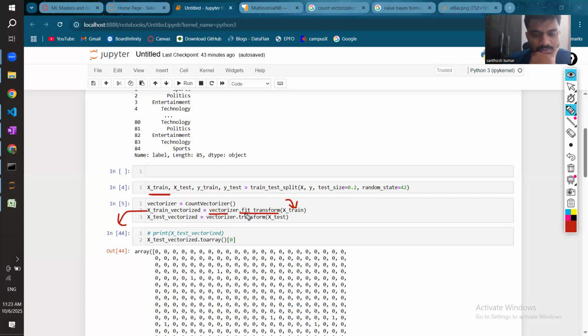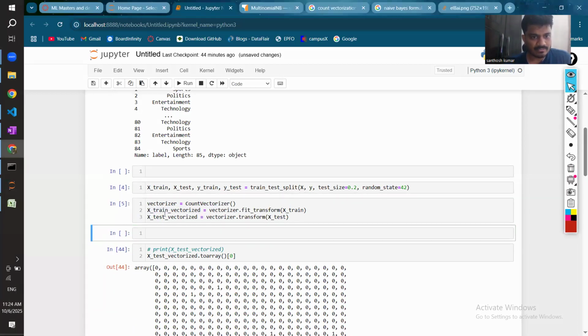One thing to note is that the first time, you use fit_transform, which means you are fitting and then transforming. But after that, you will just say transform, because it's already fit. So these are my X train vectorized and X test vectorized. Now I am only concerned about X train vectorized and X test vectorized. I don't want the raw X train and X test.